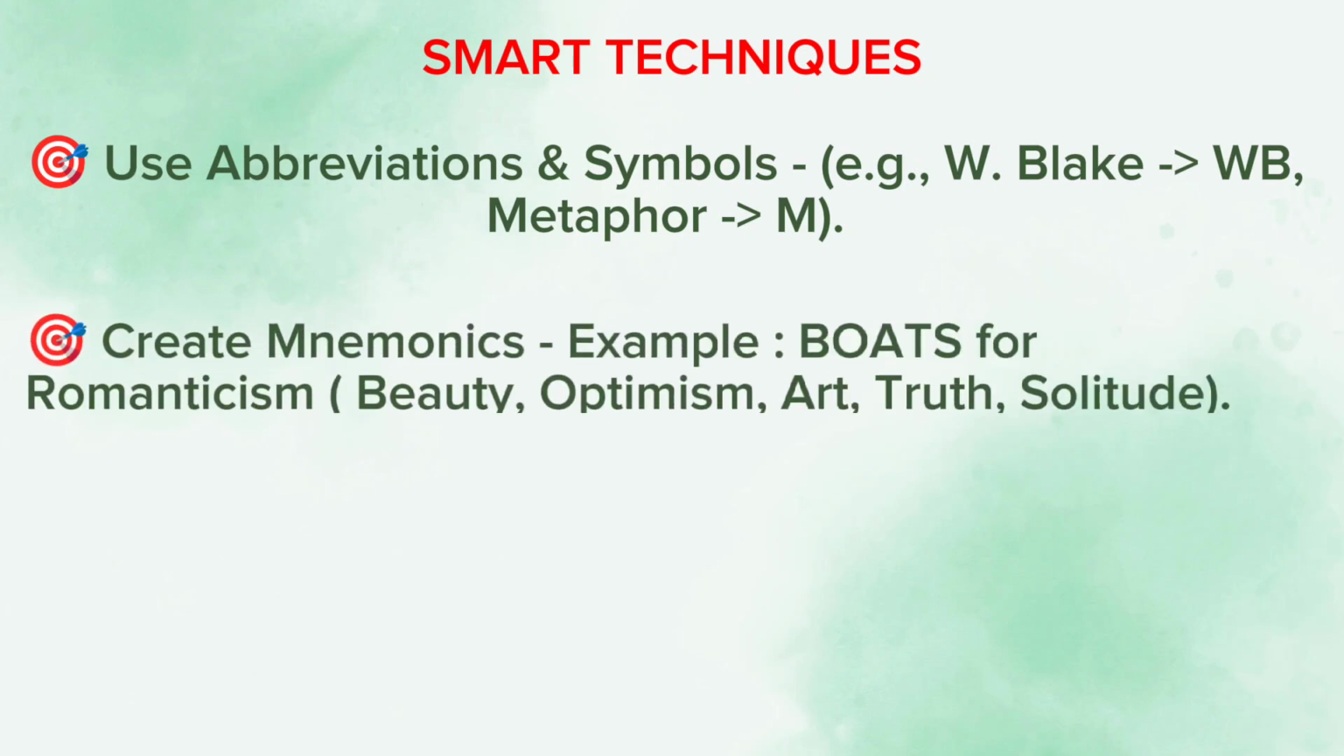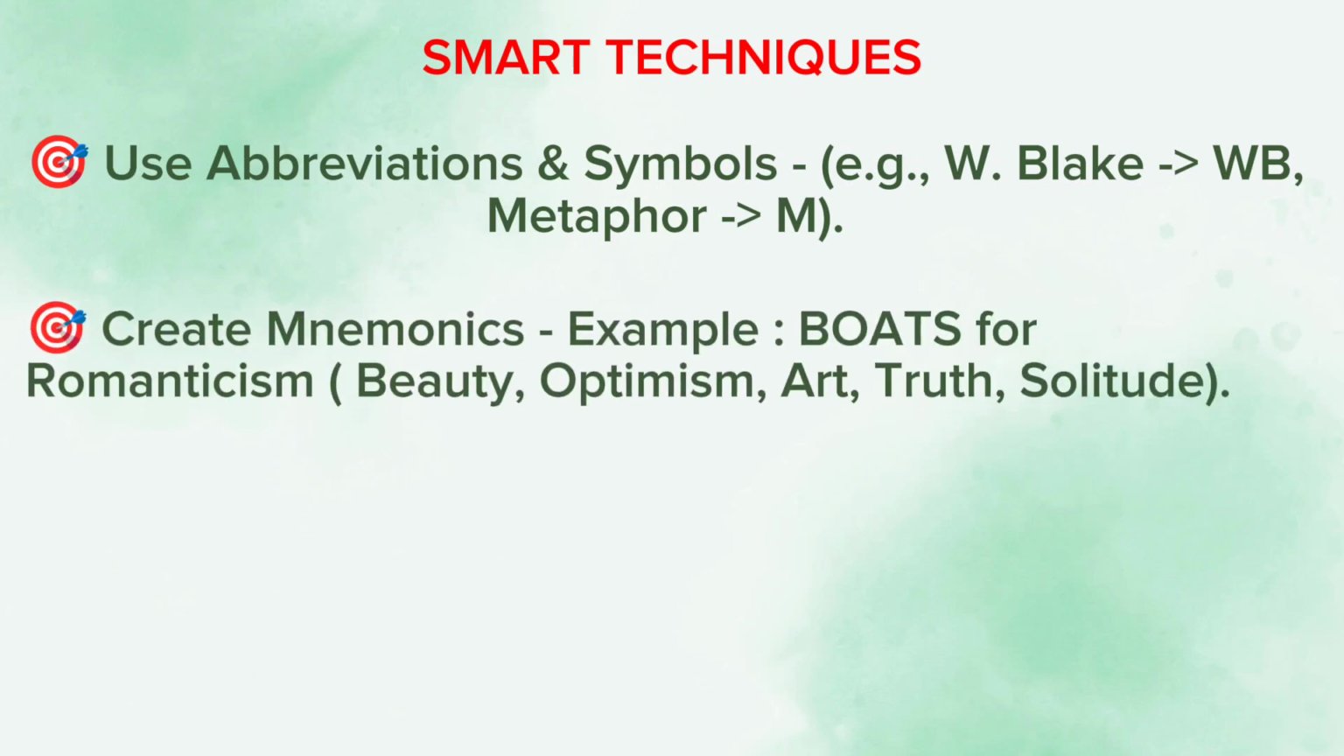Then you can create mnemonics, for example, BOATS for Romanticism. B for beauty, O for optimism, A for art, T for truth, S for solitude. So these are some of the key characteristics of the Romantic period. You could create mnemonics so that it will help you while you recall or revise those chapters.